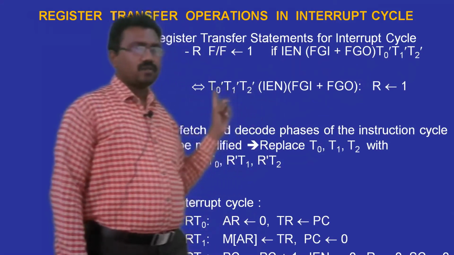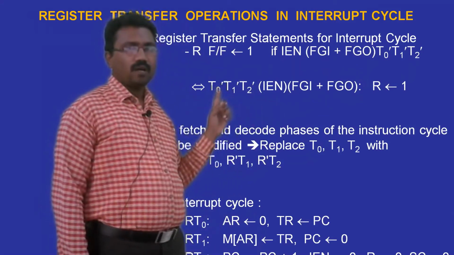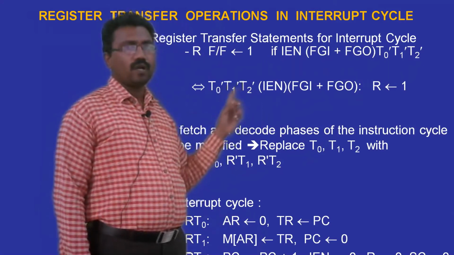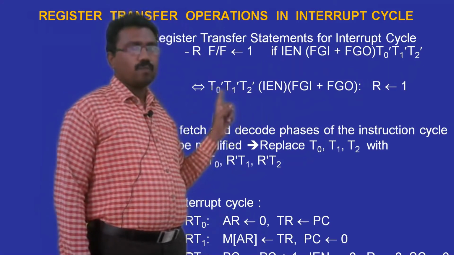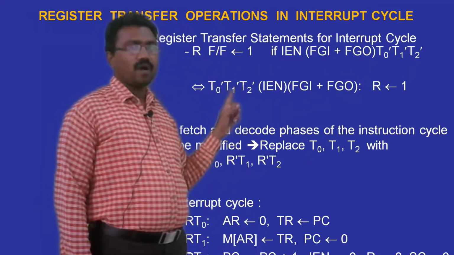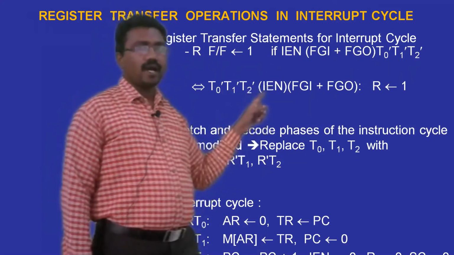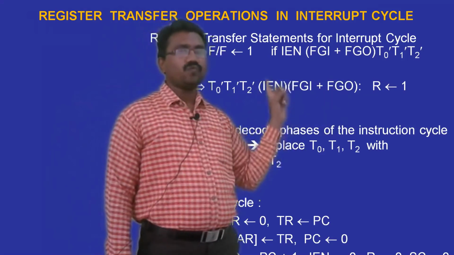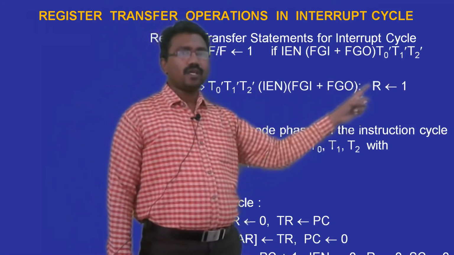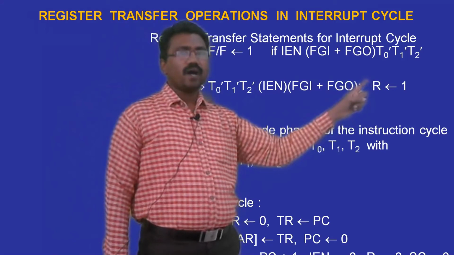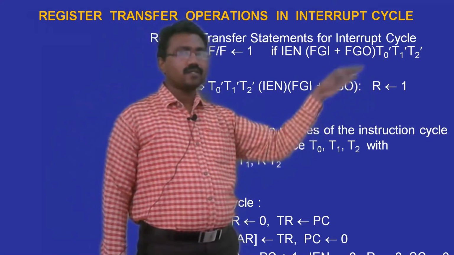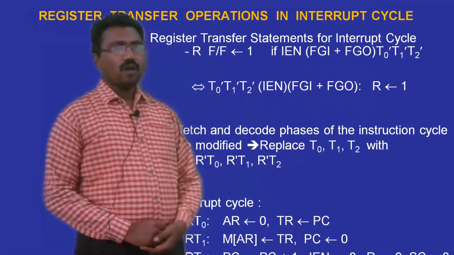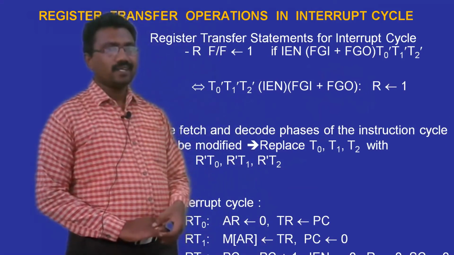So in symbolic language, T0 bar, T1 bar, T2 bar, 1 into 1 into 1. In the control function: T0 bar and T1 bar and T2 bar and IN and (FGI plus FGO) colon. The control function is terminated with the colon. Then only the R flip-flop is set to 1. If R is equal to 1, then control enters into the interrupt cycle. Now we will see what operations are involved during the interrupt cycle in the basic computer.